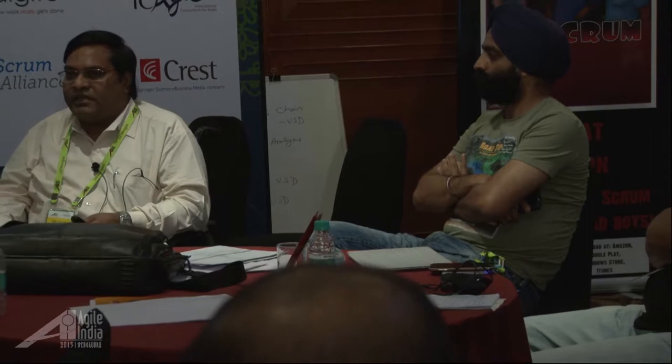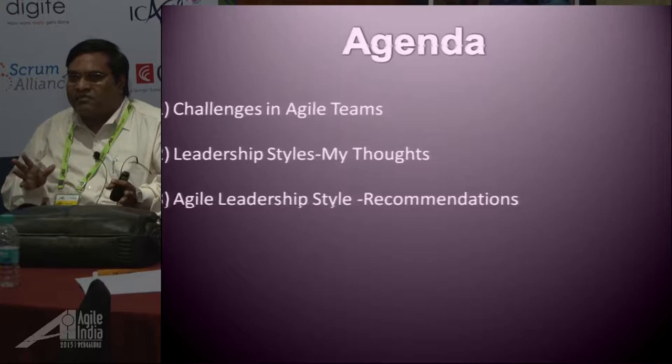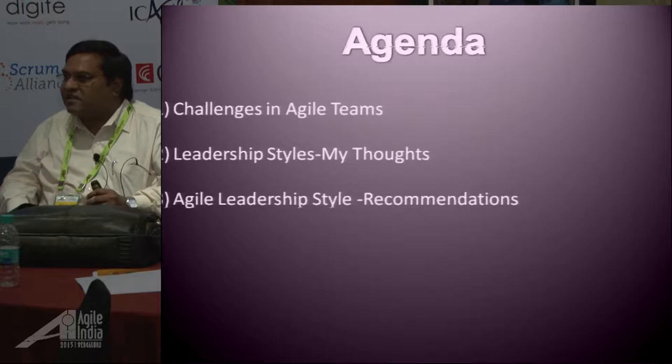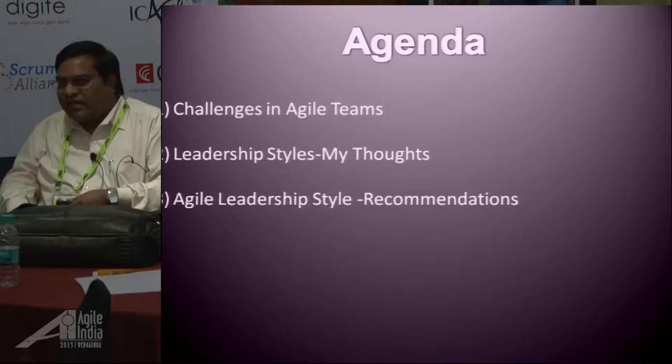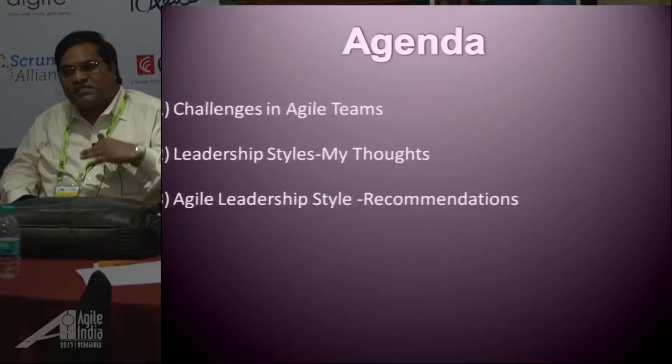Whatever I am going to present is out of my own experience as a coach and trainer over the last six and a half years. The agenda I am going to cover is, first, the current challenges in Agile teams because of the lack of personal leadership style of Agile leaders, which I have observed in the last six years. Then I will come to the different leadership styles available, and what kind of leadership style is best suited for Agile leadership. Then I will come to the recommendations, based on my own experience, for effective Agile leadership quality.